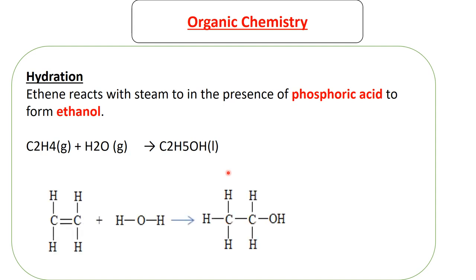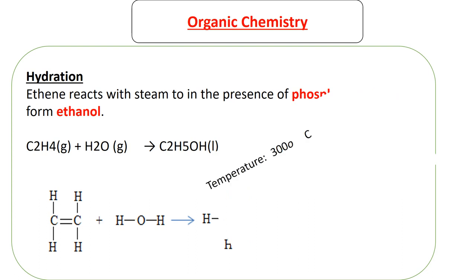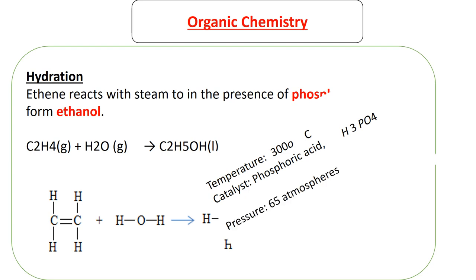Interesting. So using structural formula, we've got ethene, then we bring in HOH. So the bond is going to break here. One carbon will take the hydrogen, this hydrogen, the other carbon is going to take OH. So this. The conditions are a temperature of 300 degrees Celsius. The catalyst, like I said, is phosphoric acid, H3PO4. And the pressure should be 65 atmospheres.